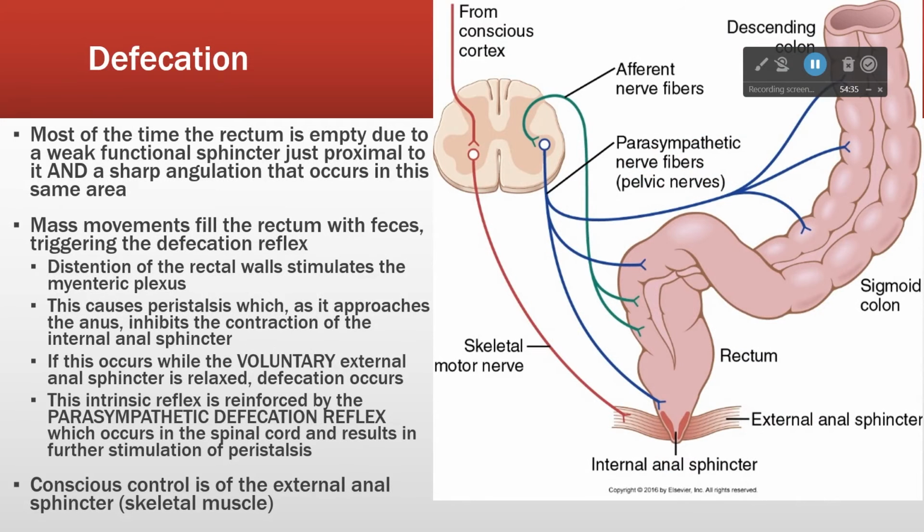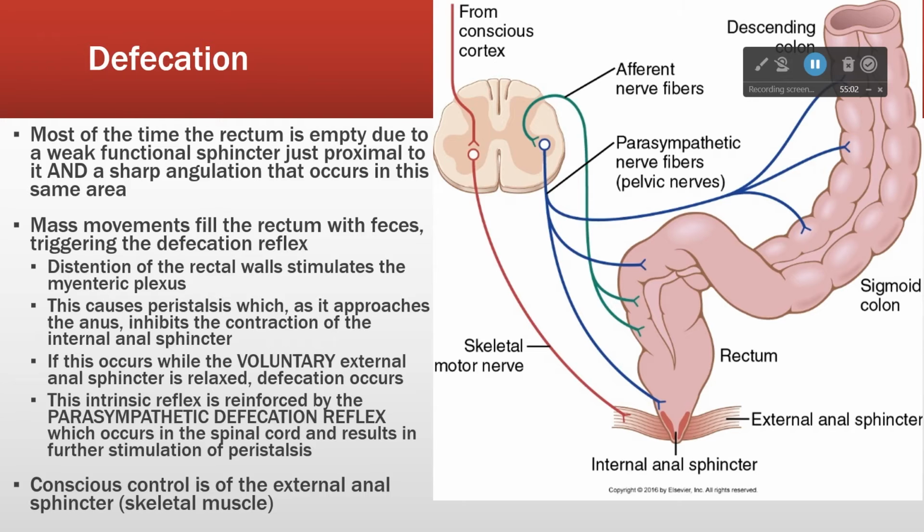Number one, the sigmoid flexure is kind of a steep angle. It's hard for material to leak past this. It's almost like a J trap in a sink. So we have the bend, and then we also have a functional sphincter just ahead of the rectum. All of those things together make it so that the rectum is typically empty.